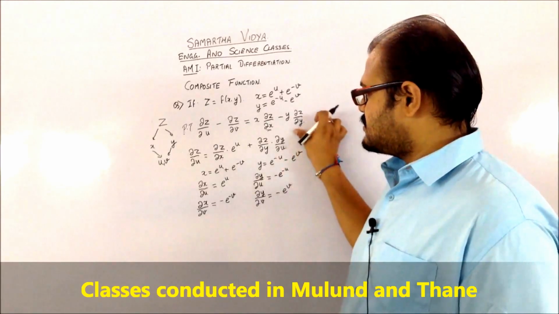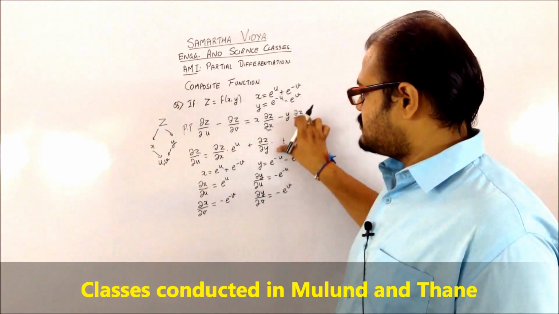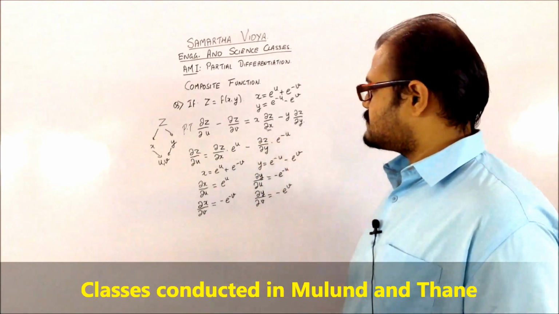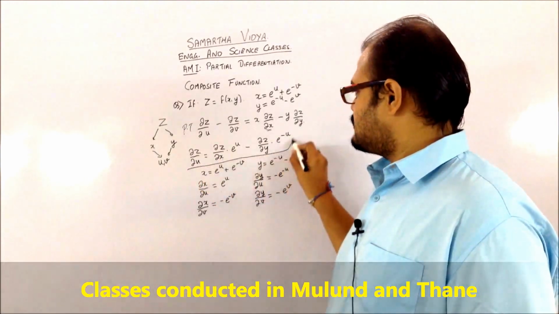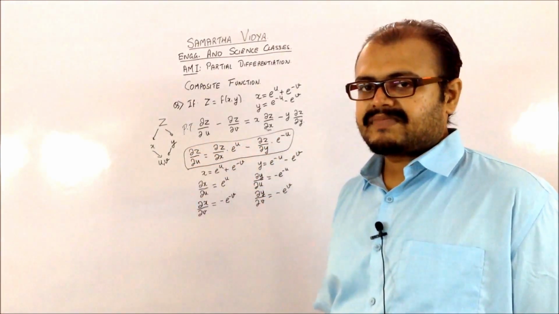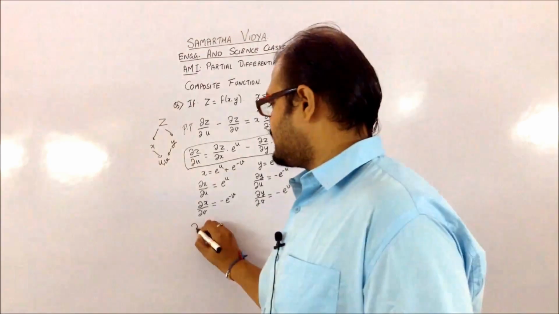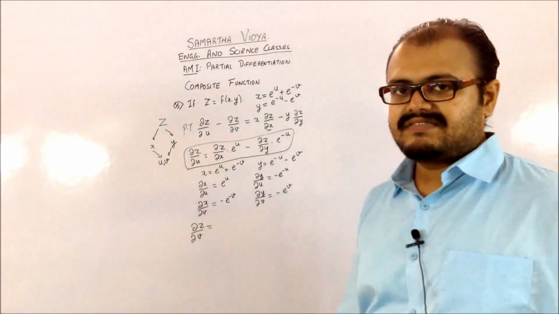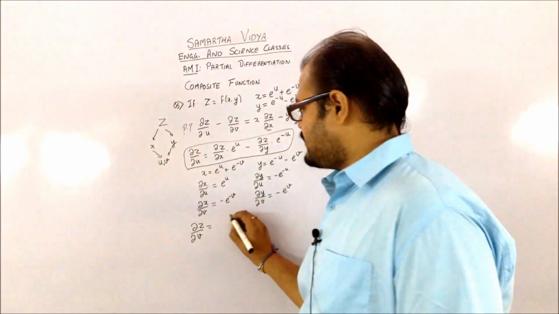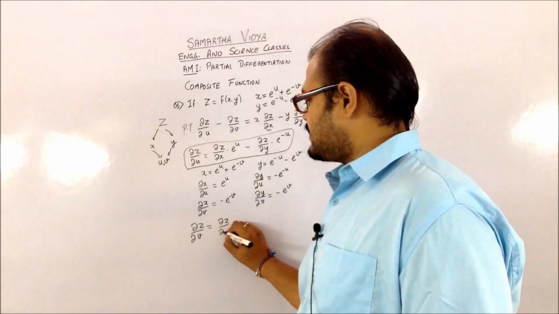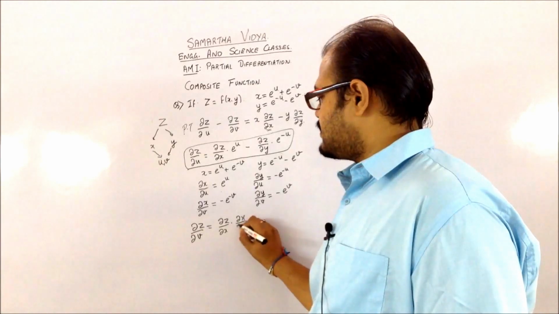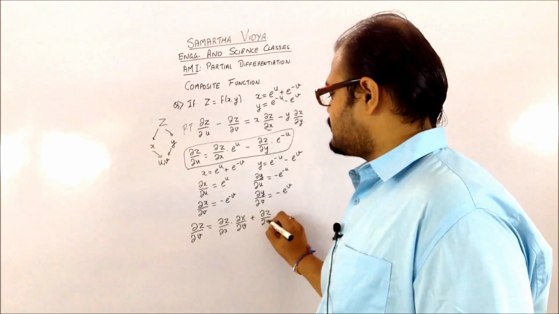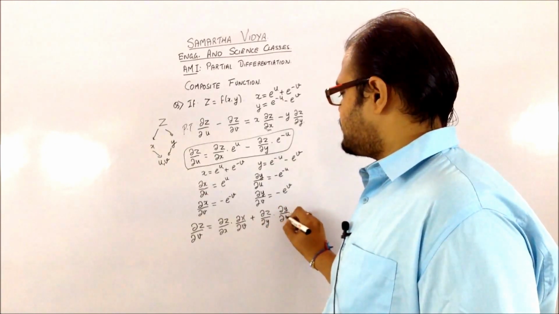And next, in this particular term, you have already found out your del y by del u. So that is going to be minus e raised to minus u. Let us box it up because we are going to use it. Next, let us find out my del z by del v, because that is the second term which we need to find out. So your del z by del v is equal to del z by del x into del x by del v plus del z by del y into del y by del v.